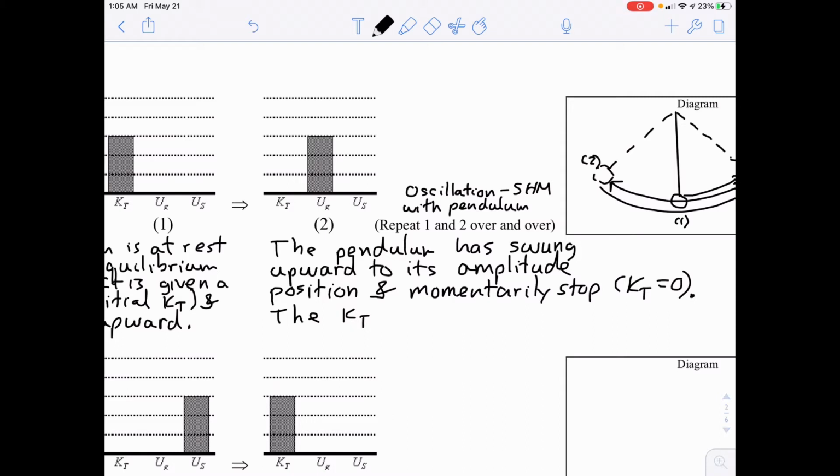The translational kinetic energy in diagram one has completely transformed into gravitational potential energy.